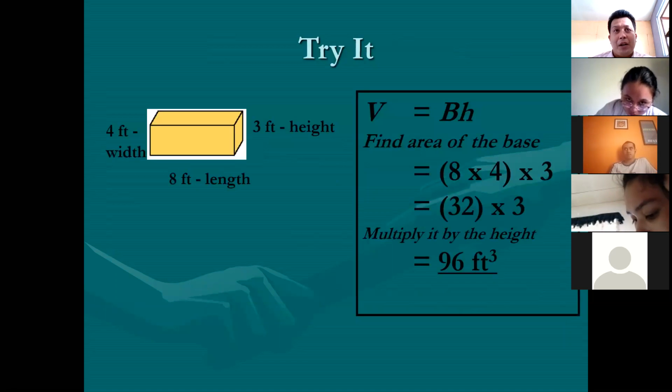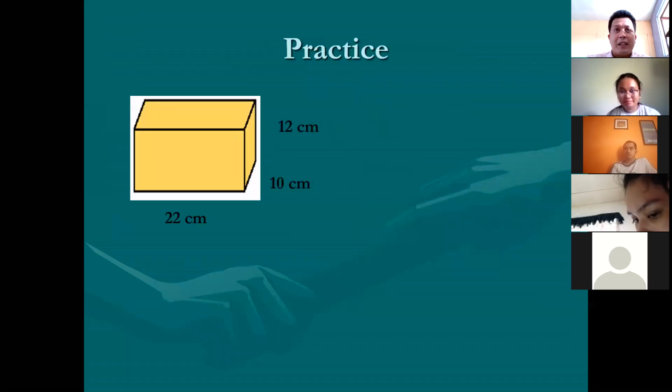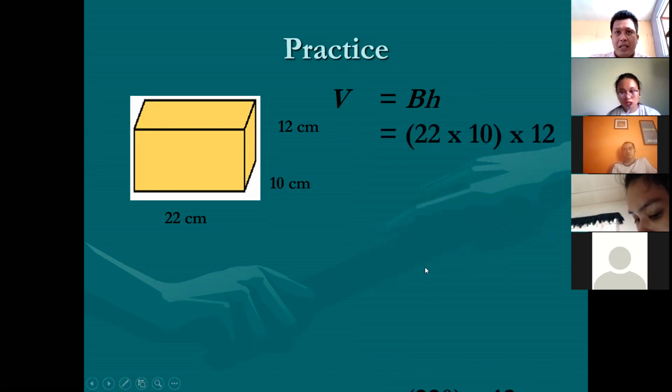So we have here an example. Rectangular prism. The area of the base is length times width, multiplied by the height. Just multiply them, class. 22 times 10 times 12. That's the easier solution there. You'll get 2,640. 2,640 is your answer.